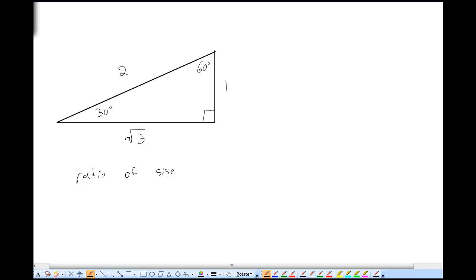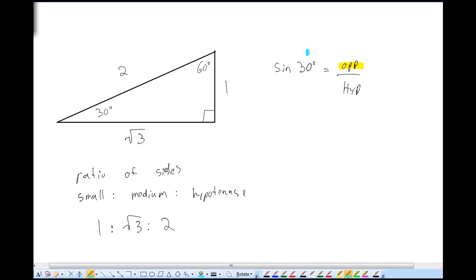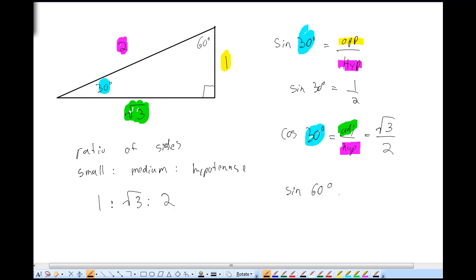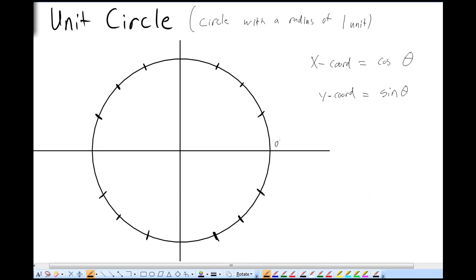For a 30-60-90 triangle, recall that the ratio of the small leg to the medium leg to the hypotenuse is 1 to square root of 3 to 2. So for the sine of a 30-degree angle, we're doing opposite over hypotenuse. The opposite to the 30-degree angle is 1, the hypotenuse is 2, so the sine of a 30-degree angle is 1/2. Cosine of a 30-degree angle is adjacent over hypotenuse, so that one is square root of 3 over the hypotenuse 2, so cosine of 30 degrees is square root of 3 over 2. When you take the sine and cosine of a 60-degree angle, they swap places. For sine of 60, you get square root of 3 over 2. Cosine of 60, you get 1/2.